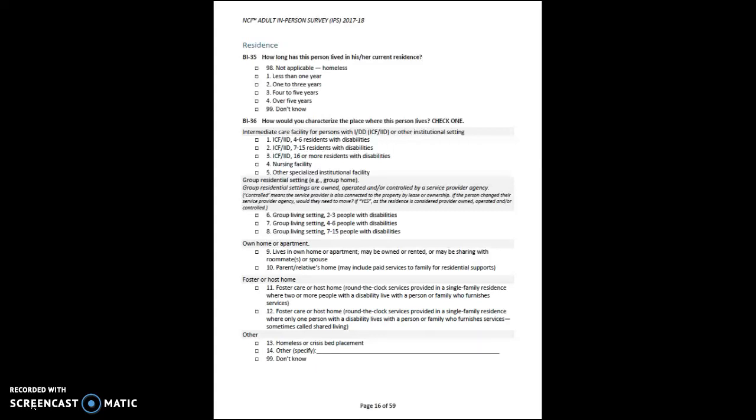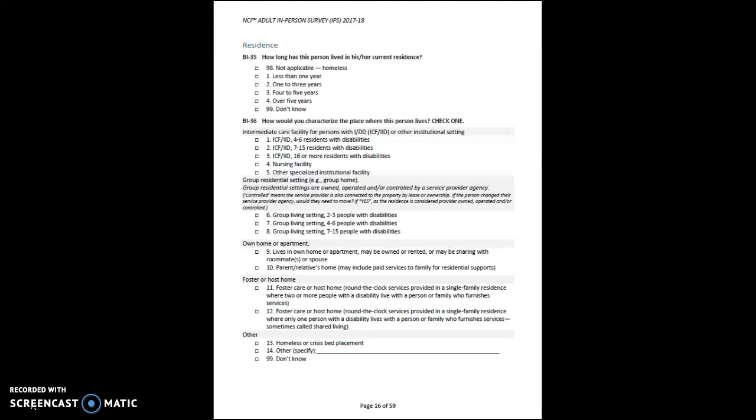If the person is living in their own home or apartment or living with relatives or family, then we have the bucket for living in foster care or host homes. We have a slight difference between these codings 11 and 12. So foster care or host home for 2 or more people with a disability. That 12 response option, foster care or host home, is for people who are living by themselves individually with a family who furnishes the services. Sometimes this may be referred to as shared living.